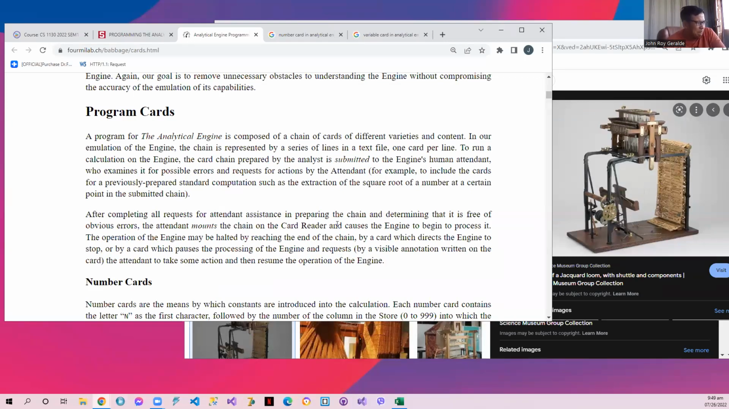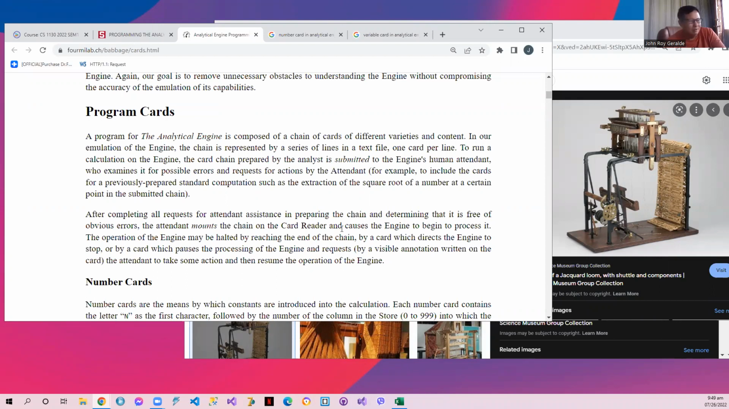Upon reaching the end, the engine may be halted by a bell, and then a halt, which pauses the engine and requests the attendant to take some action. That's why there's a bell, because the attendant may get bored while waiting and may fall asleep. So there's a bell to tell the attendant that the program has reached termination.